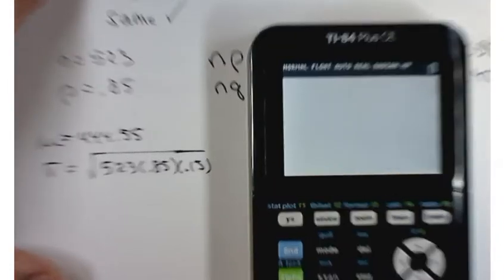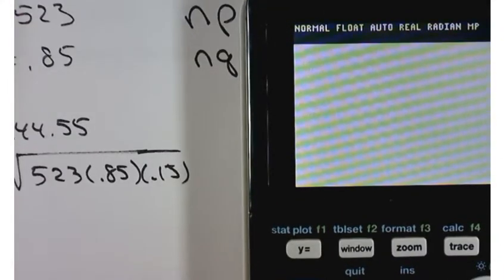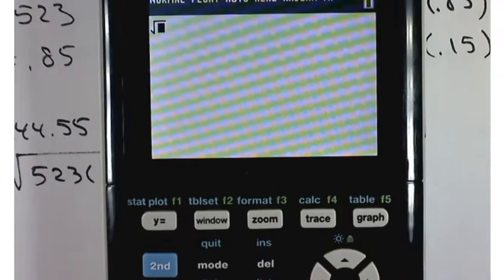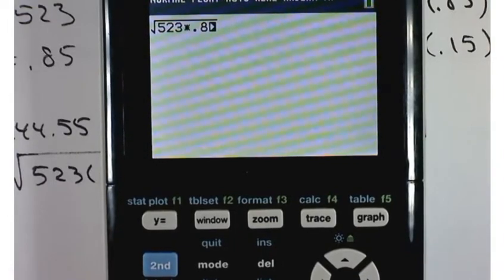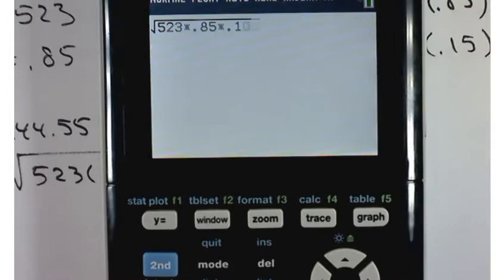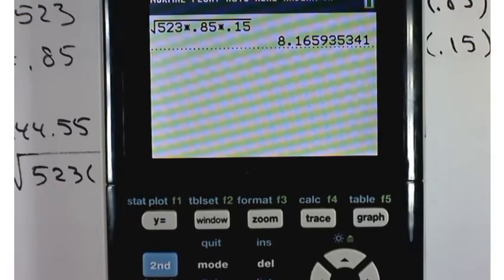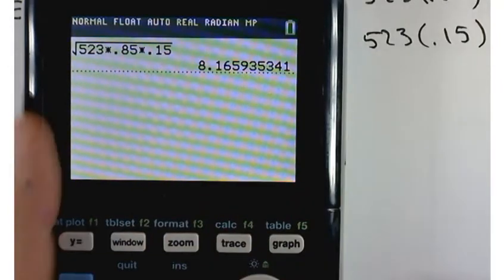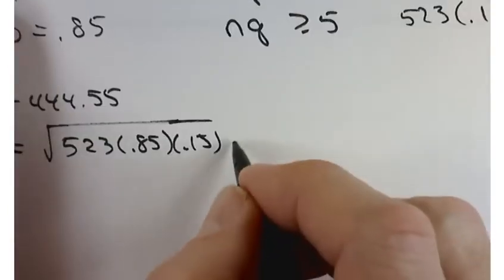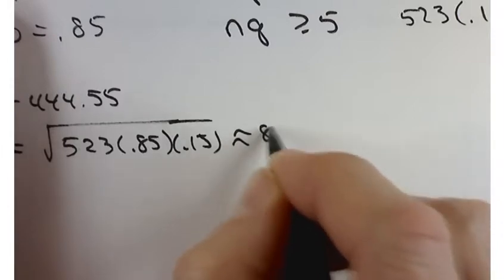Let's do that all in one go. So on your calculator, hit the second key, then the x squared key, that gives you your square root. 523 times 0.85 times 0.15. It's about, we'll call it 8.17. Actually, you could just use this value here off your calculator to keep a little bit more accuracy. It's about 8.17.